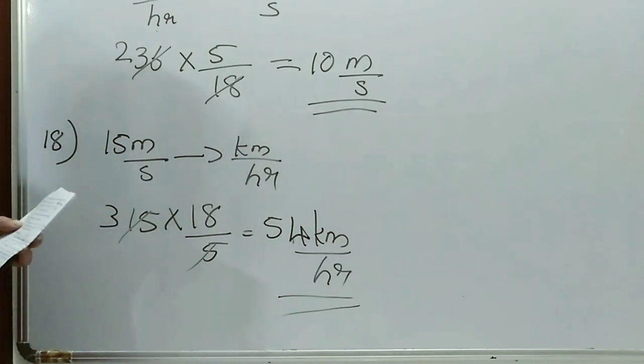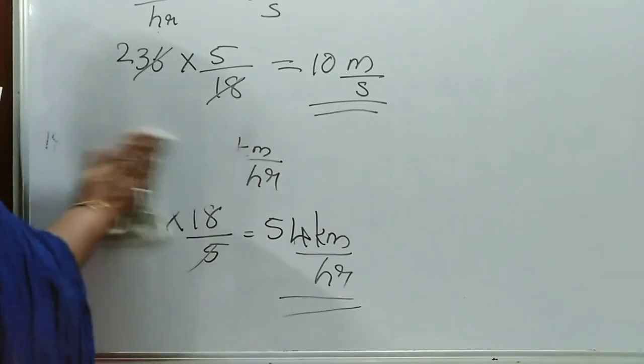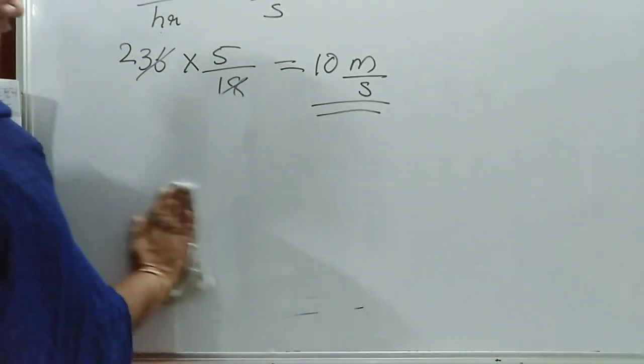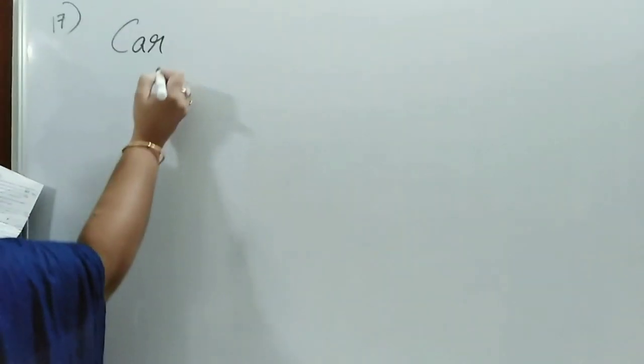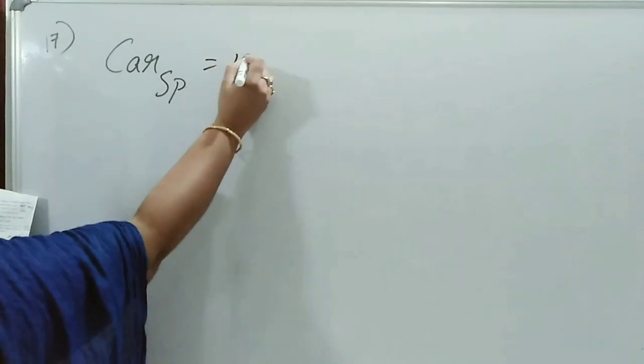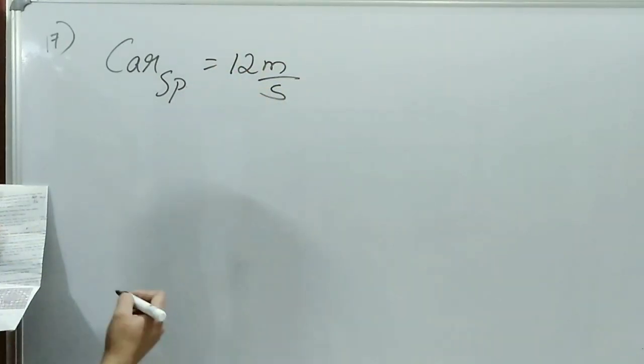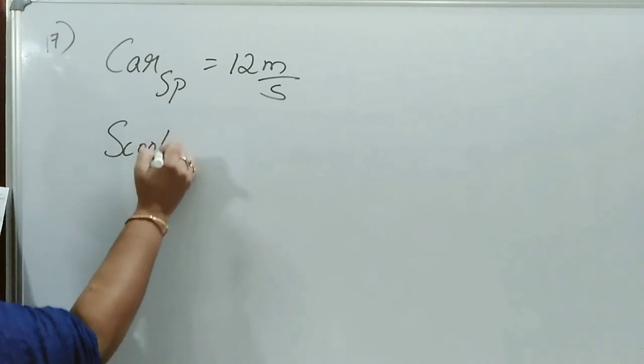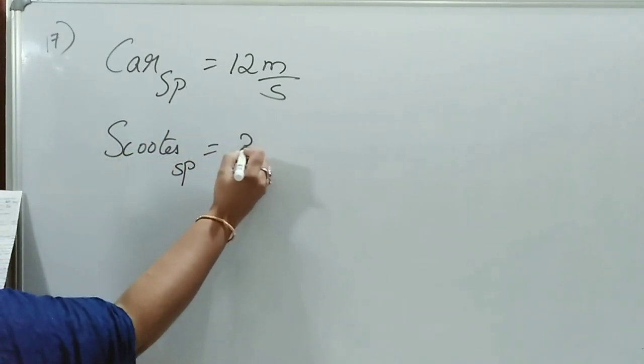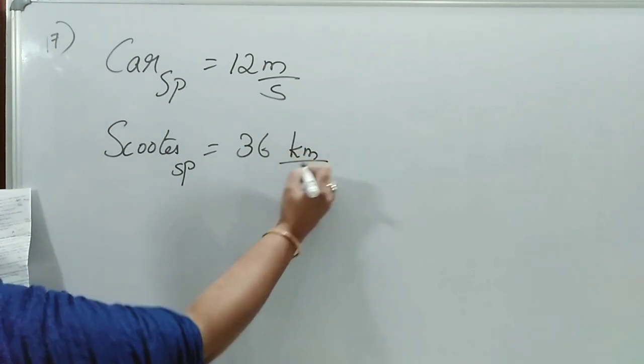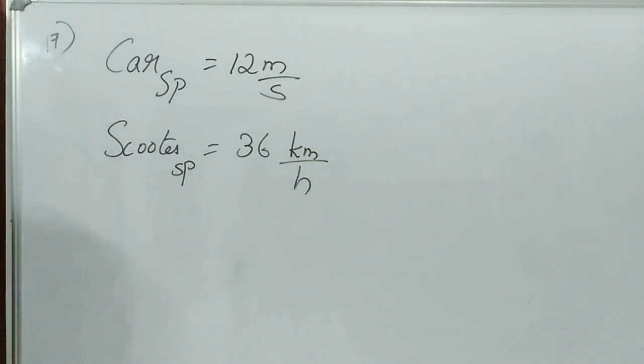The same pattern, we have one question: question number 17 in the exercise, under the short answer, long answer questions. Last question in Answer the Following. A car travels with a speed of 12 meter per second, while a scooter's speed is given as 36 kilometer per hour. Which of the two is faster?